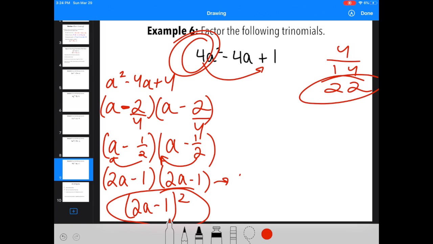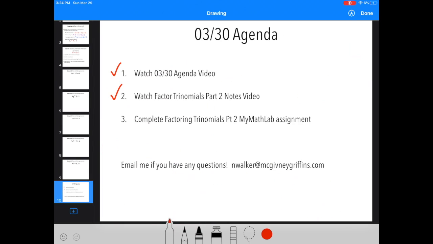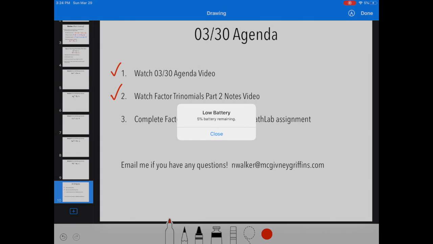All right, with this final answer reduced, let's double check to make sure we're right. Let's multiply it. So 2 times 2a gives me 4a squared minus 2a minus 2a plus 1, which gives me 4a squared minus 4a plus 1. Check. All right, and that's factoring trinomials.